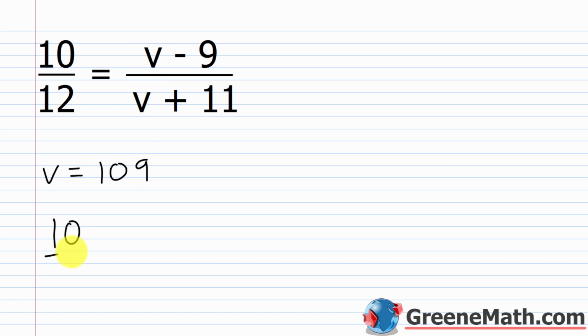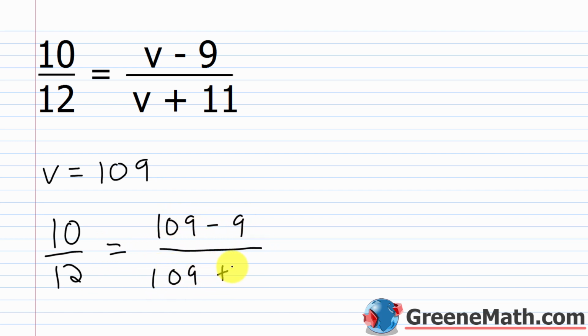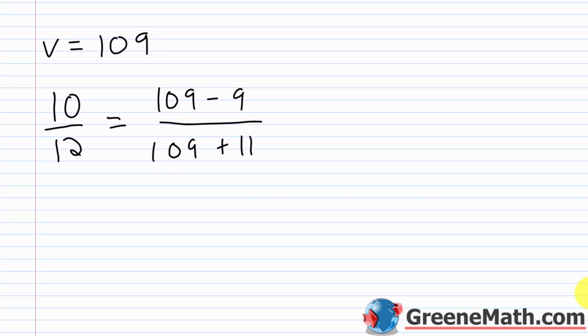So I'd have 10 over 12 is equal to 109 minus 9 over 109 plus 11. So the first thing is that 10 over 12, I could really reduce that if I wanted to. Each is divisible by 2. I could write this as 5, right? 10 divided by 2 is 5, over 12 divided by 2 is 6. Over here, 109 minus 9 is 100. And then 109 plus 11 is 120.